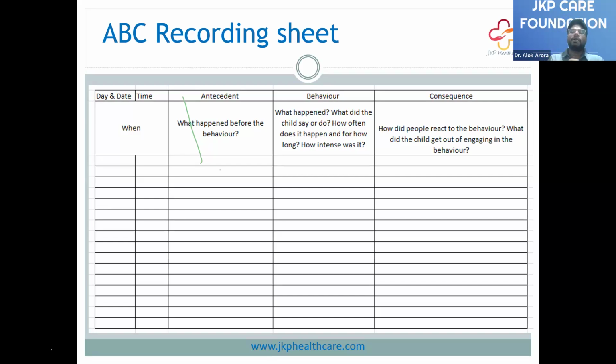After writing this, what happened before the behavior? Before the behavior, the child was playing for the last 2 hours with one particular toy.